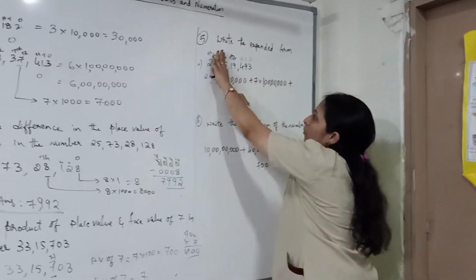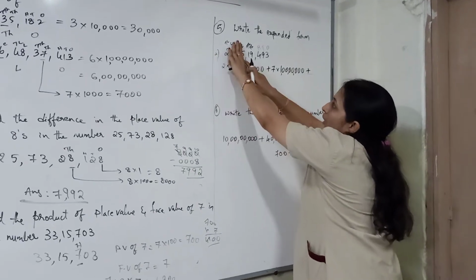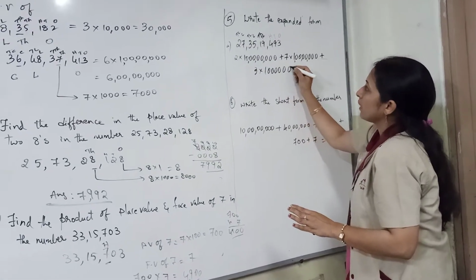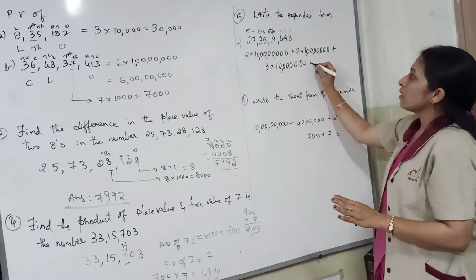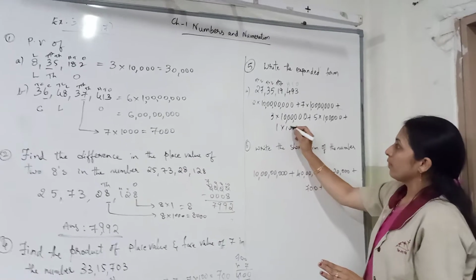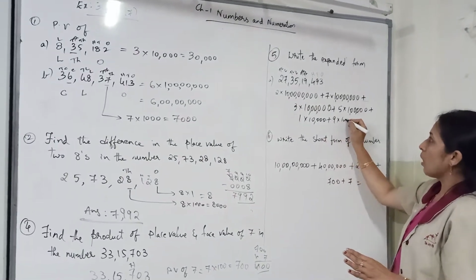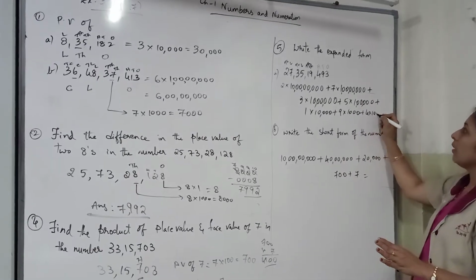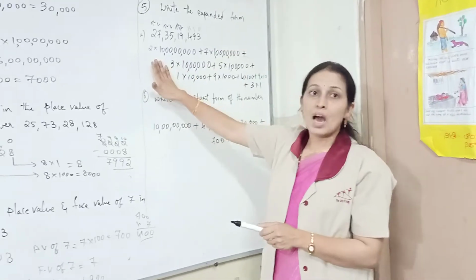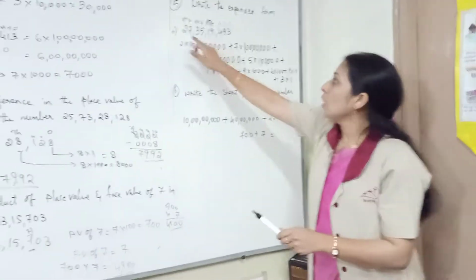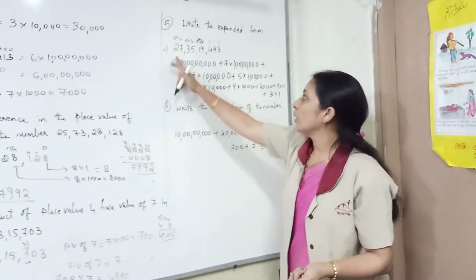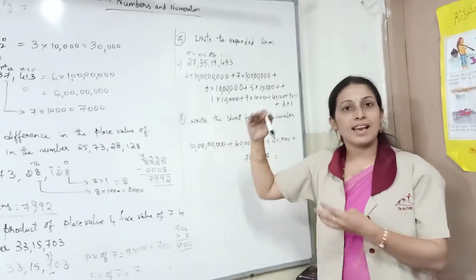Similarly, do it for each and every digit. Close the digit, count the number of digits. Close 3, and count the number of digits after 3: 1, 2, 3, 4, 5, 6. Write 1, 2, 3, 4, 5, 6. 3 into 10 lakhs plus 5 into lakh plus 1 into 10,000 plus 9 into 1,000 plus 4 into 100 plus 9 into 10 plus 3 into 1. So this is how we are adding up all the digit place values. That is nothing but your expanded form.